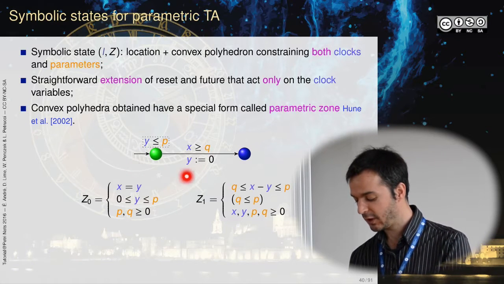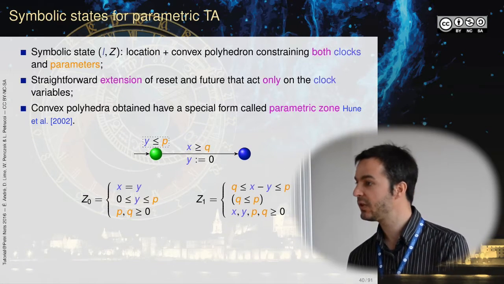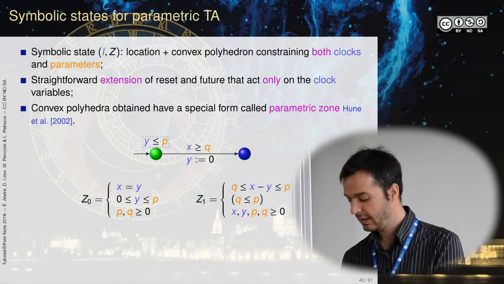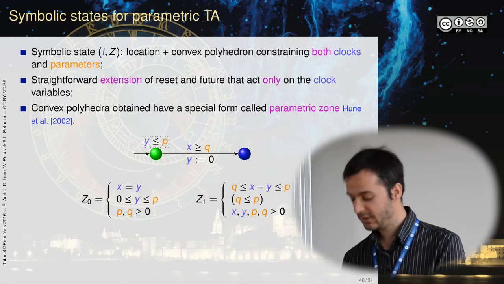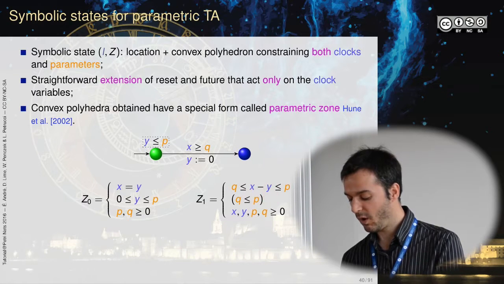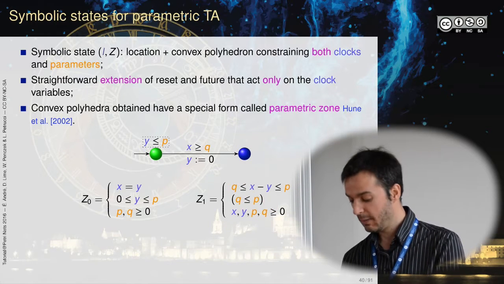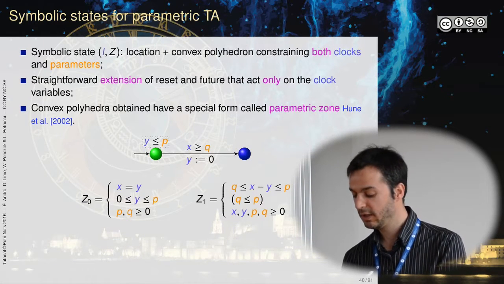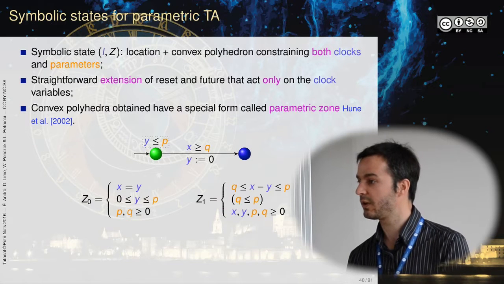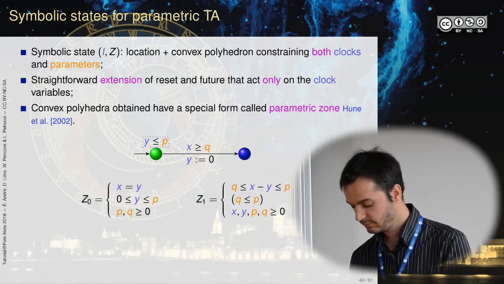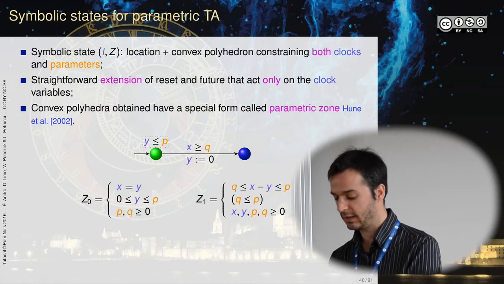So if I take a parametric version of the former example, I will not go into detail, but just to show you, this will be the initial state. Again, both clocks are equal to each other, and then y is smaller or equal to p because of the invariant. Then, once we take this transition, the difference between x and y is greater than q and smaller than p. And we'll also have that q is smaller than p because of the previous inequality. You saw that q smaller than x minus y smaller than p implies that q must be smaller than p. So you can only go to the blue location if q is smaller or equal to p. And then, of course, all variables are non-negative.